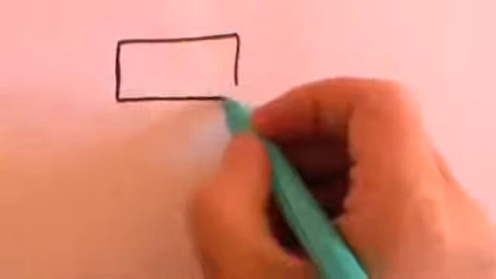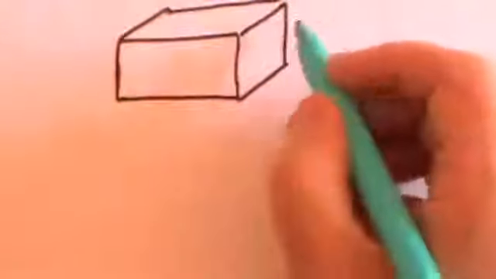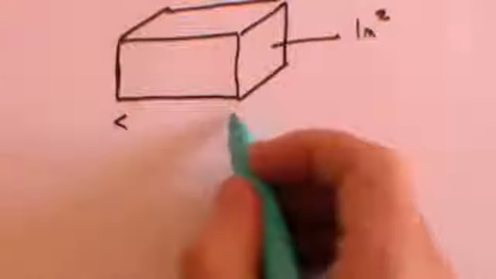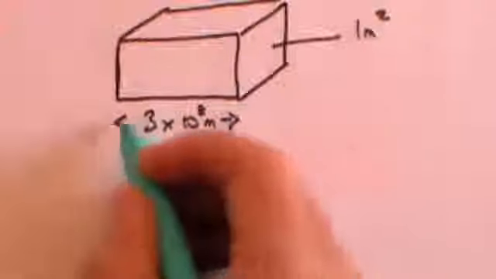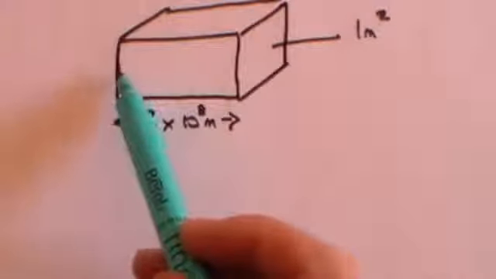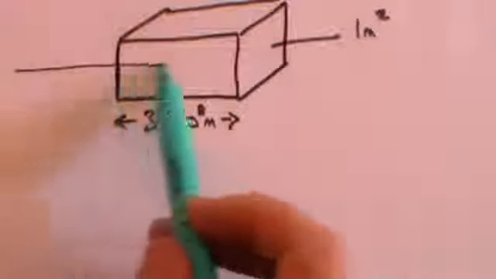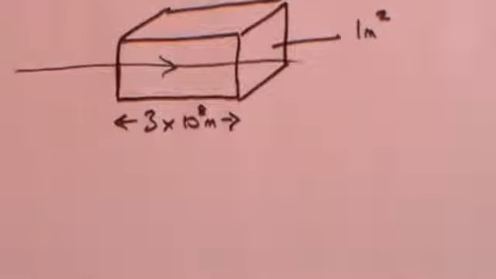So we've got electromagnetic radiation flowing through a box whose cross-sectional area at this end is 1 metre squared and whose length is 3 times 10 to the 8th metres. In other words, it will take light 1 second to travel from this end to this end. And electromagnetic radiation is passing through the box like this.